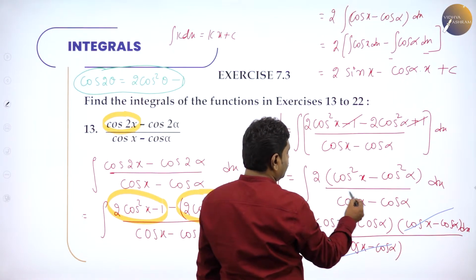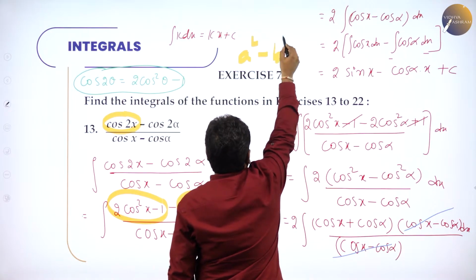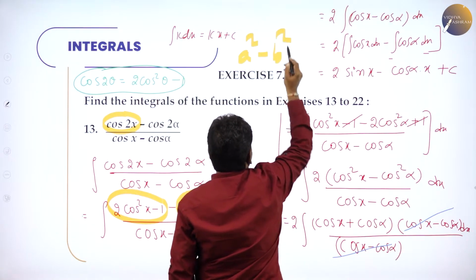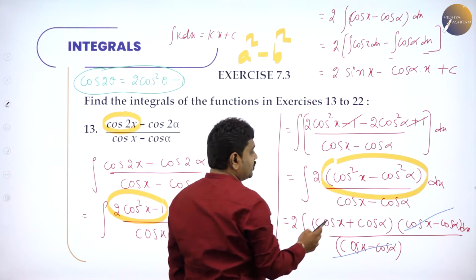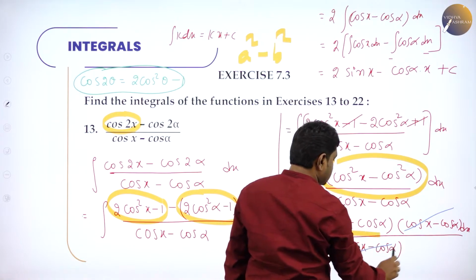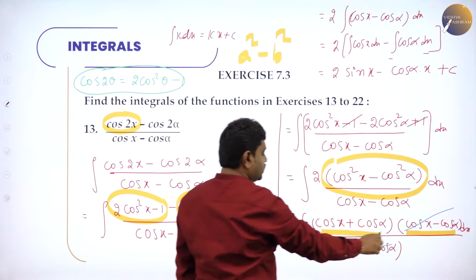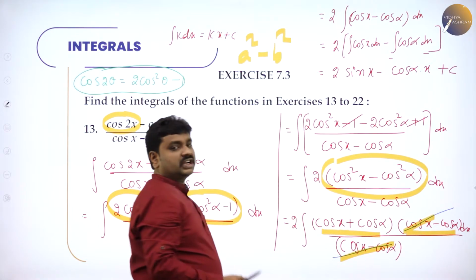Now we have it in the form a square minus b square. You know, a square minus b square can be written as a plus b into a minus b. Here we have cos square x minus cos square alpha, that we can write as cos x plus cos alpha into cos x minus cos alpha, and these two similar terms will cancel. The remaining part, integrating, is easy.